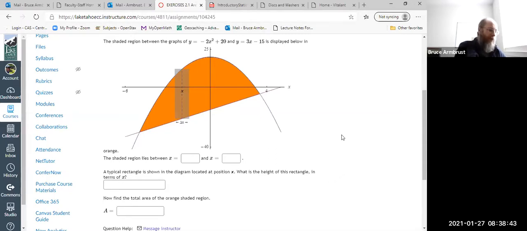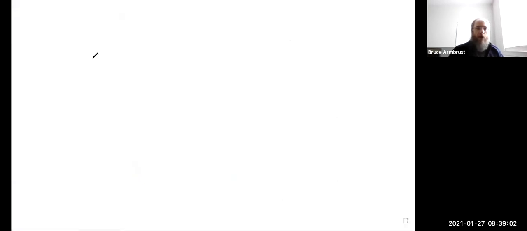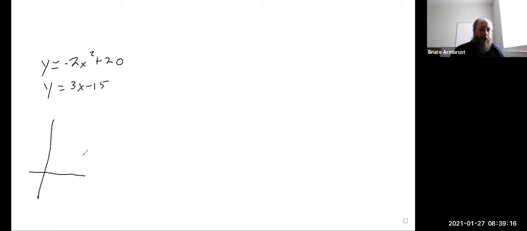Let's see what we can do. So let me go ahead and write these down so I can go to the whiteboard so I know what functions we're dealing with, and then we'll go from there. All right, so to the whiteboard. So those two functions, again, were y equals minus 2x squared plus 20, and the other one was y equals 3x minus 15. So we'll go ahead and draw that kind of shape again.